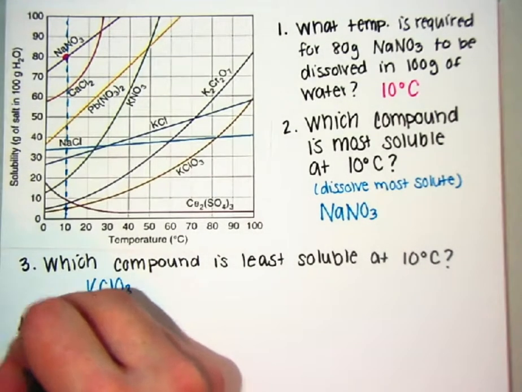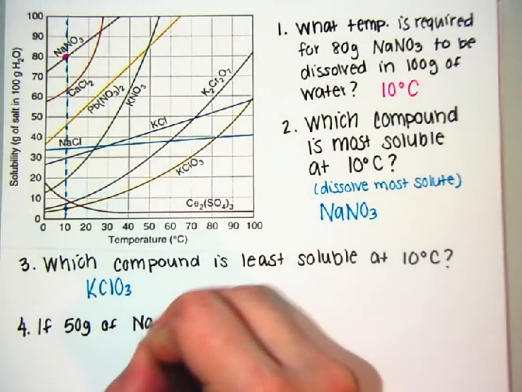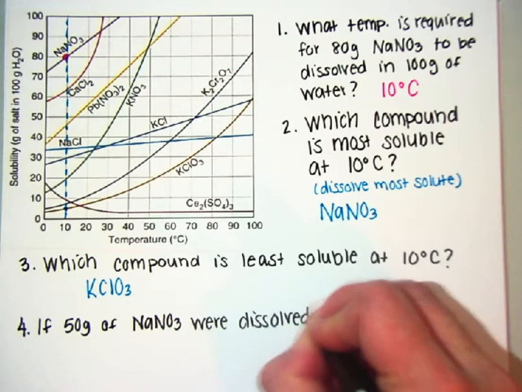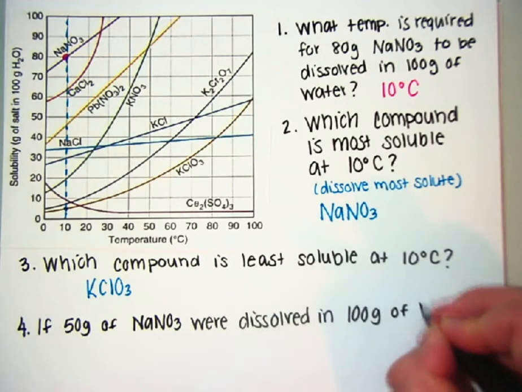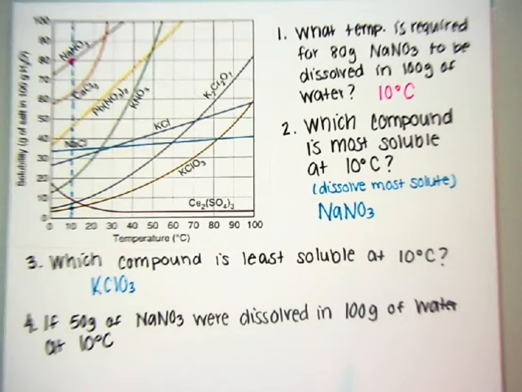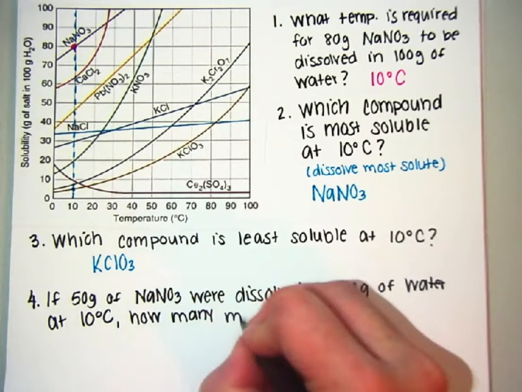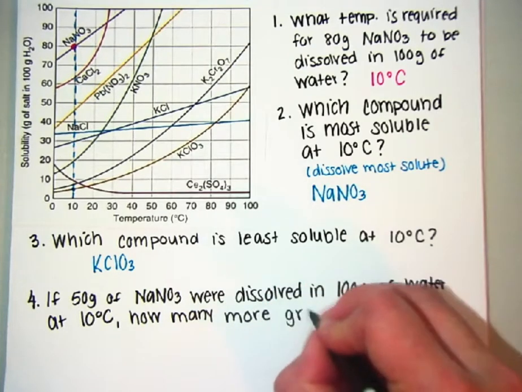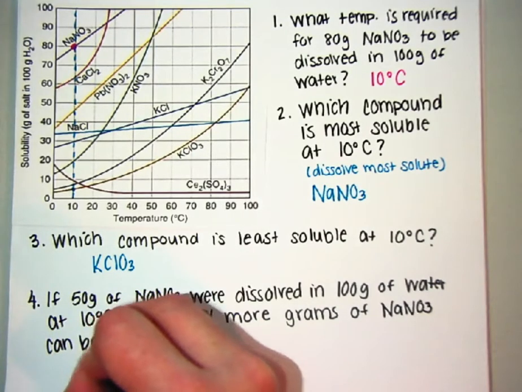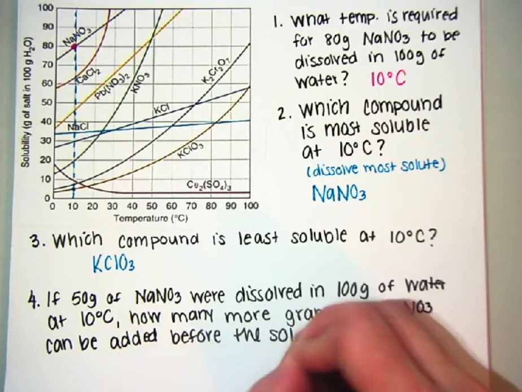All right, 2 more questions. Question number 4. If 50 grams of sodium nitrate were dissolved in 100 grams of water at 10 degrees Celsius, how many more grams of sodium nitrate can be added before the solution is saturated?